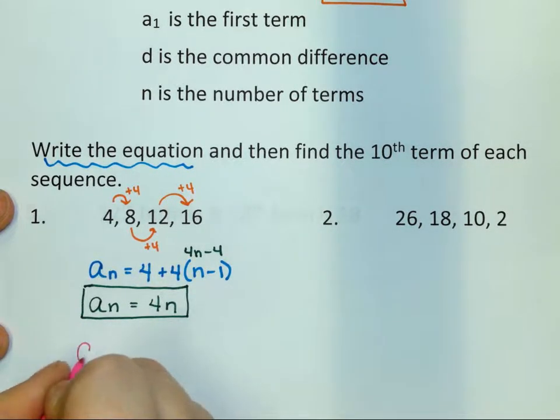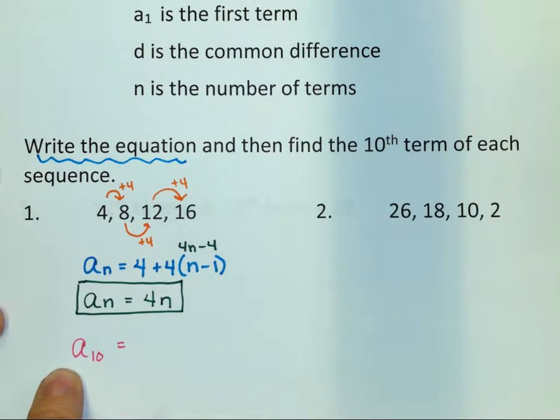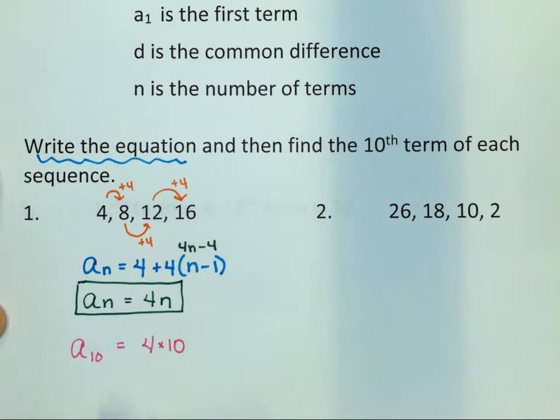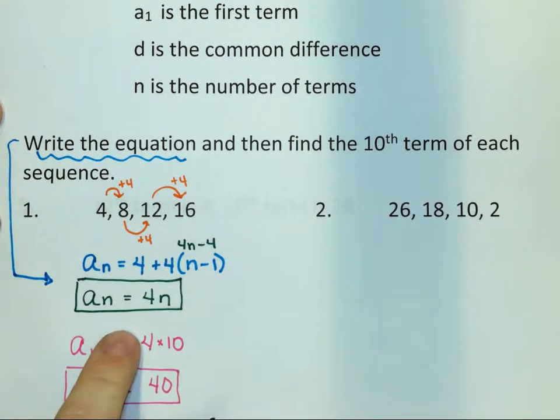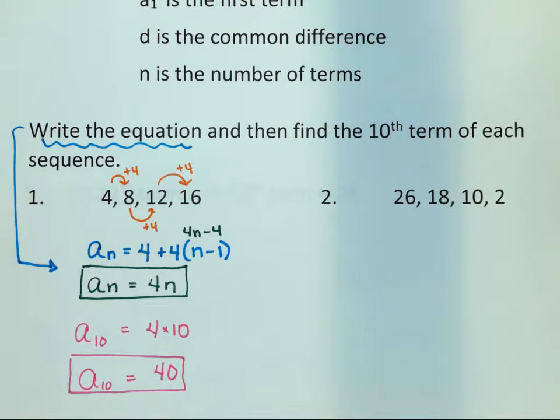Now, if I want to find a sub 10, that means the 10th term, what am I going to do? 4 times 10. Yeah, 4 times 10. And what is your 10th term? 40. So what I want from you for this is the equation. The equation must be simplified. So get rid of the parentheses. Then find the term. I want you all to do that for me on number 2, please.